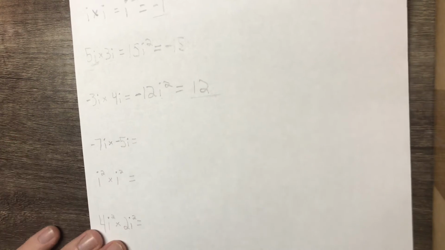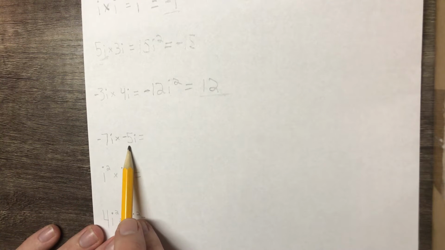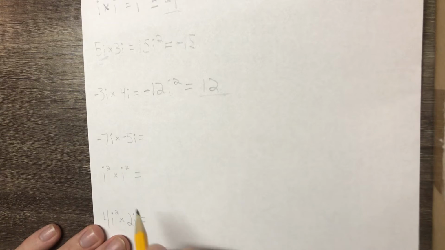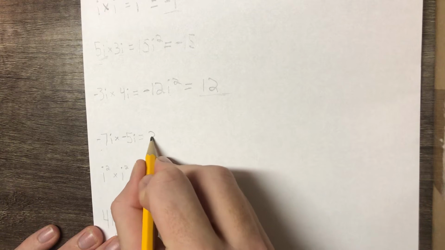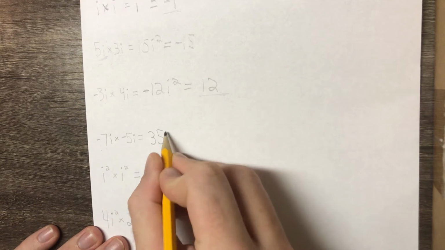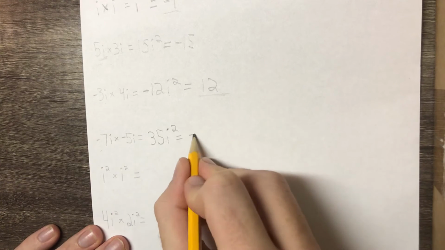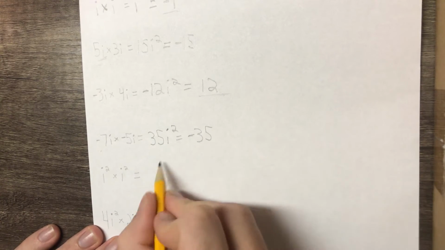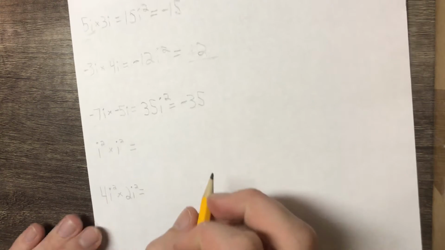I want you to try to do just the next one on your own. -7i times -5i. I'll give you 3 to 5 seconds, or you could just pause the video and wait a little bit. Okay, -7 times -5 is 35. And then once again we have i squared, i times i. So this is going to be -35, because we're doing 35 times -1, which is represented by i squared.